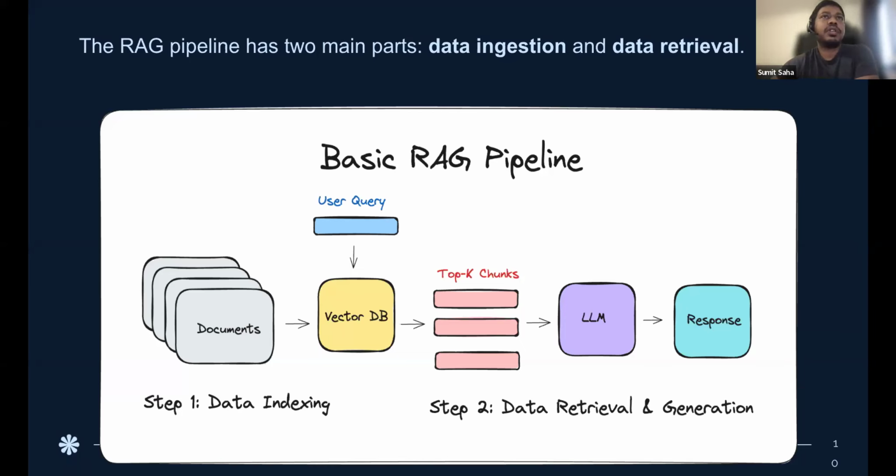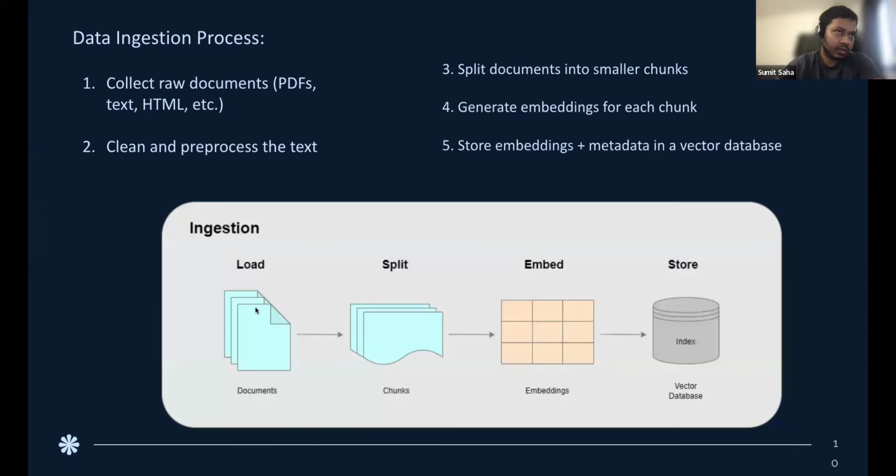The most important part in this RAG pipeline is data ingestion. Data ingestion means how these documents are stored in the vector DB. That's the most important part. Before going to the hands-on coding, we need to understand this architecture and how it works. So, the data ingestion process.